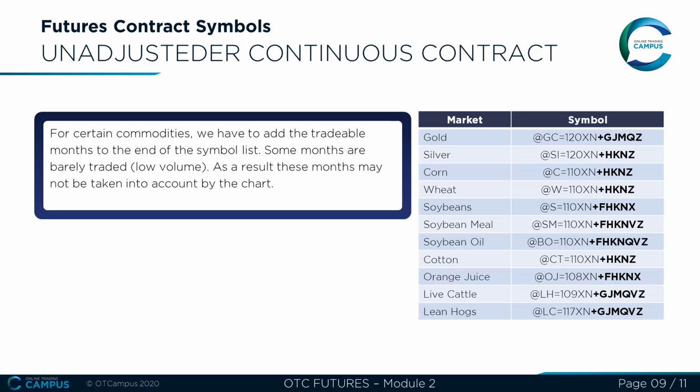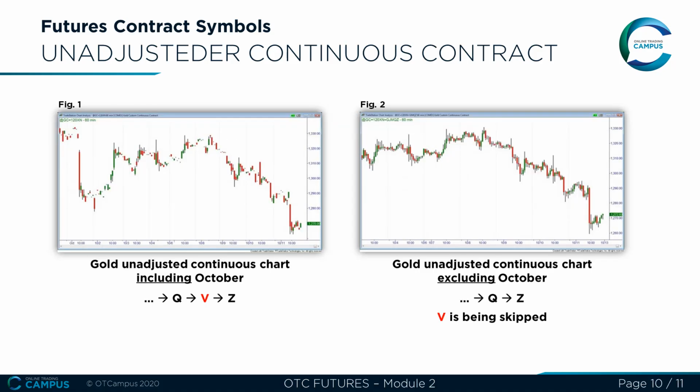For lean hogs, you use @LH=109XN plus GJMQVZ. And for live cattle, you use @LC=117XN plus GJMQVZ. I would like to address now how to set up your unadjusted continuous charts that only plot the most active trading month during the calendar year.